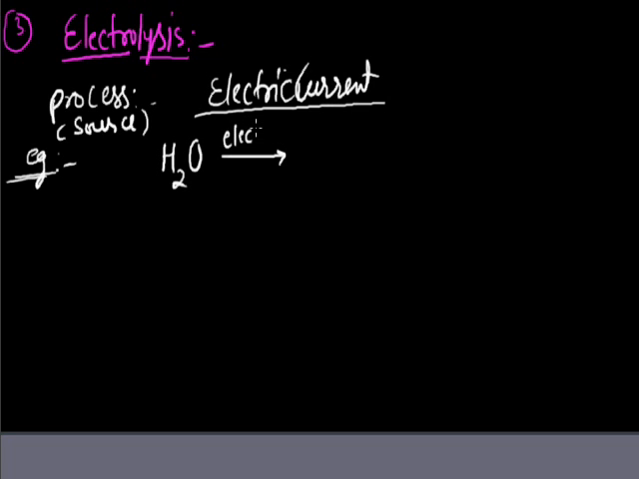Now we can take the example of water, that is H2O. When we pass electric current through water, it converts into H2 plus O2, or it breaks into hydrogen and oxygen. In this reaction, one compound breaks into element plus element, so this is also a type of decomposition reaction, but this decomposition happens in presence of electric current, so the reaction is known as electrodecomposition or electrolysis.